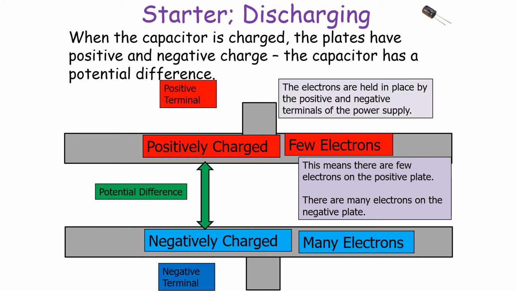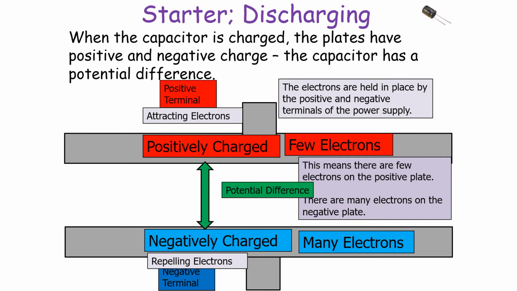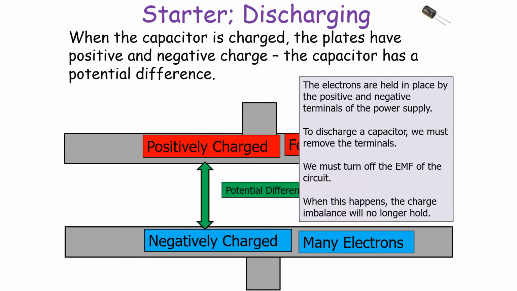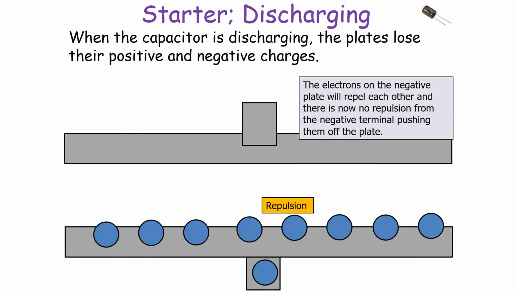So there are fewer electrons on the positively charged plate and more electrons on the negatively charged plate. Now this particular charge imbalance is held in place by the positive and negative terminals, because the negative terminal is repelling electrons onto the negative plate and the positive terminal is attracting electrons off the positive plate. So this imbalance is only held because of those terminals. So to discharge a capacitor, we remove the terminals, we turn off the EMF of the circuit, because when this happens, the charge imbalance no longer holds.